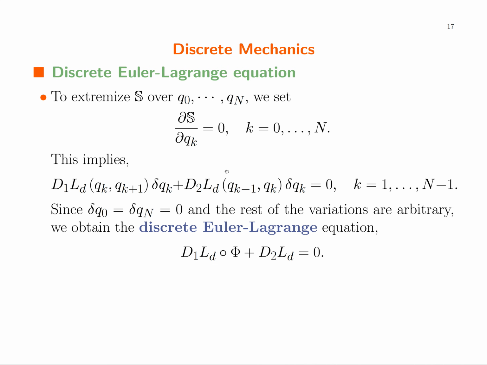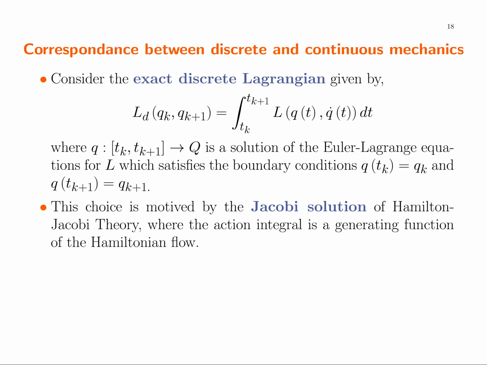And this implies that you get an equation of this form, and you require that the variation of the initial point and the final point vanishes, because those points are fixed. And so when you use the vanishing variation endpoint condition, you end up getting what are called discrete Lagrange equations, which are given here, where this phi here is the discrete time flow map. Okay. All right, so why is this significant, and what does this approach buy you?